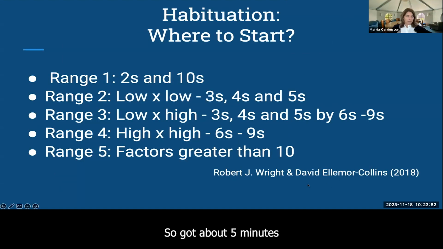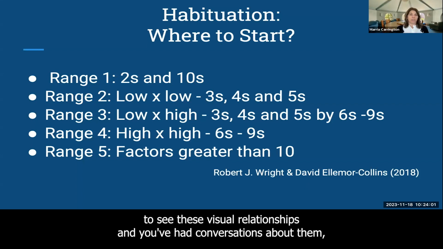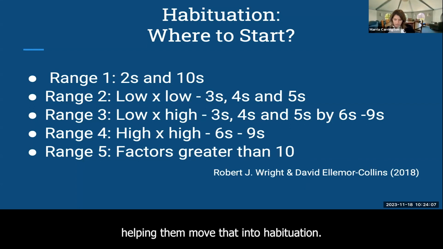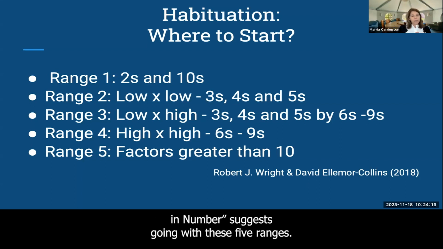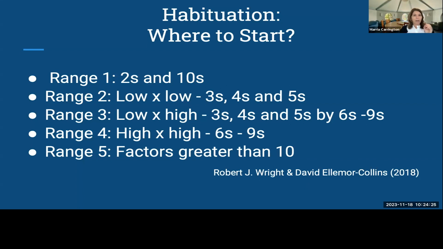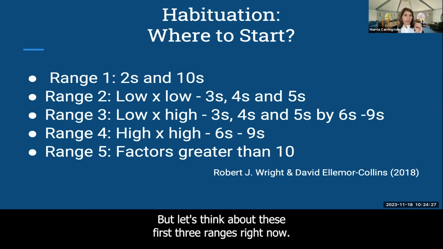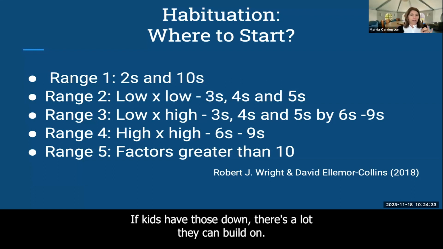So got about 5 minutes left, or 6. Once we've built the conceptual understanding and they've had enough time to see these visual relationships and you've had conversations about them, it's about helping them move that into habituation. And so there's a lot of places to start. The white book that I showed you in the beginning, the Learning Framework in Number, suggests going with these 5 ranges. Others have a different approach, and I'll show you that at the end. But let's think about these first 3 ranges right now. Ranges 1, 2s and 10s. If kids have those down, there's a lot they can build on.